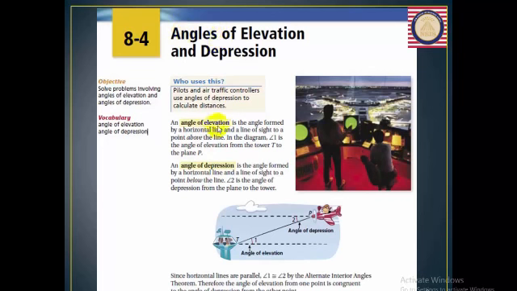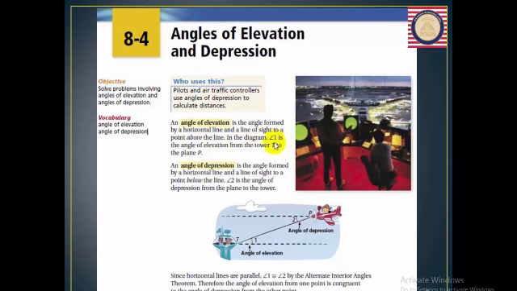What's the angle of elevation? It is the angle formed by a horizontal line and a line of sight to a point above. Okay, so I'm going above, like this tower, looking above to the plane. This is the elevation angle, and this is the horizontal line, and the line of sight to a point above the line.